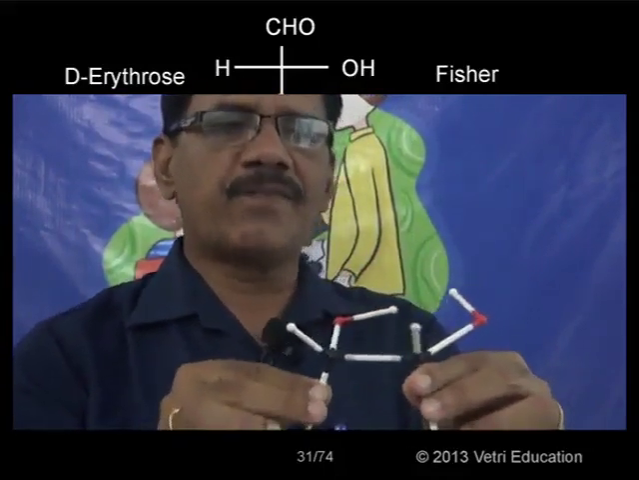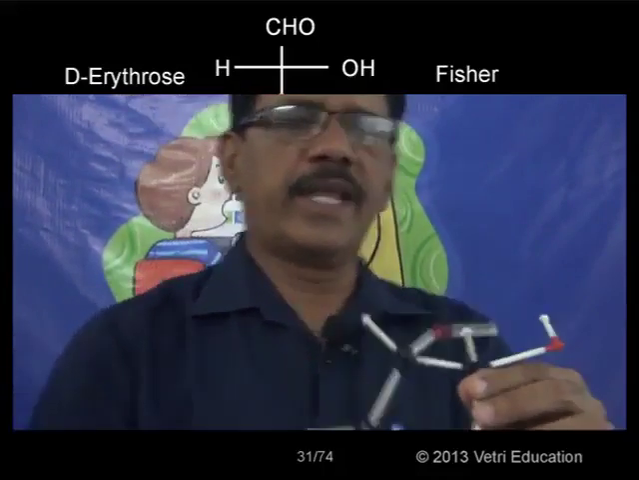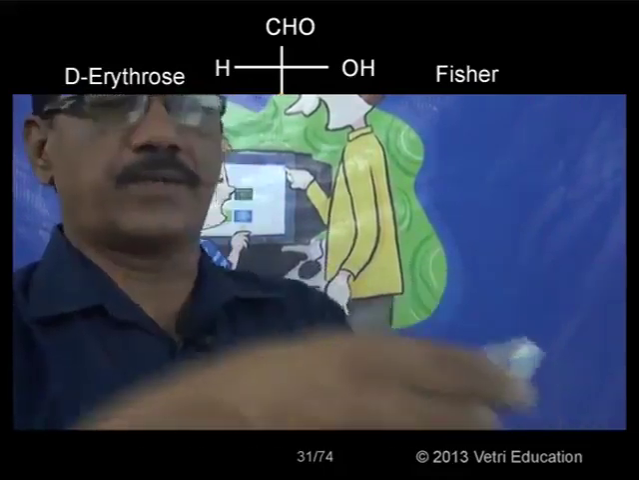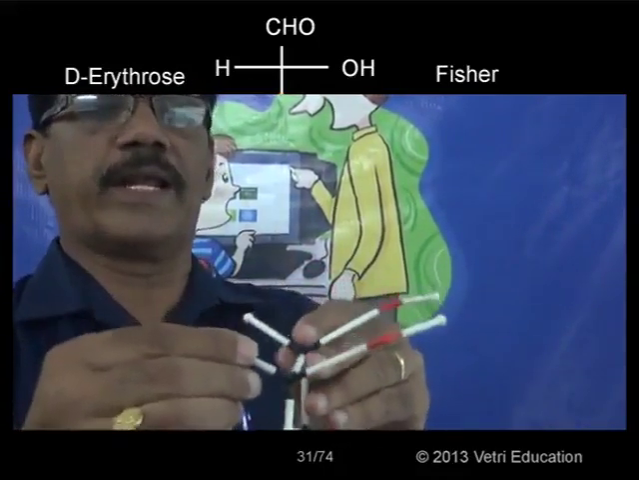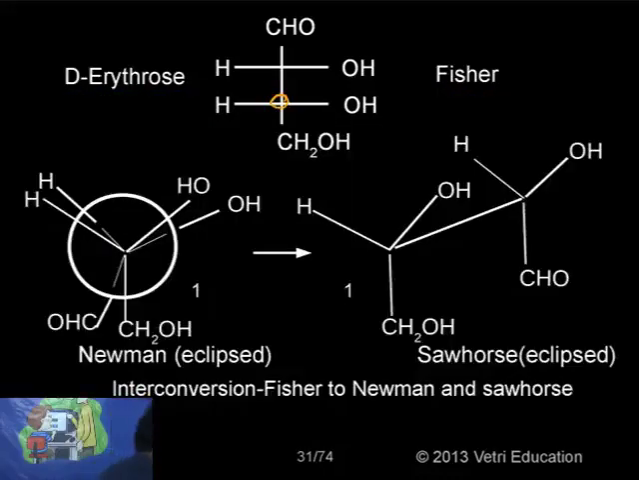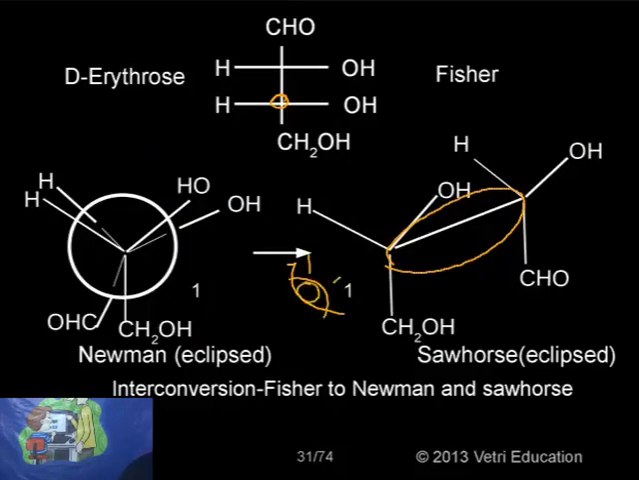But in the case of the Fischer projection, we have to see it like this. This is on your right, this is on the left, automatically. So now this carbon-carbon bond you can see. Kindly see, this bond you can see. Kindly follow. So now you are seeing like this. We are seeing from here. In that case, on your left is H, on your right is OH, below is the CH2OH group.